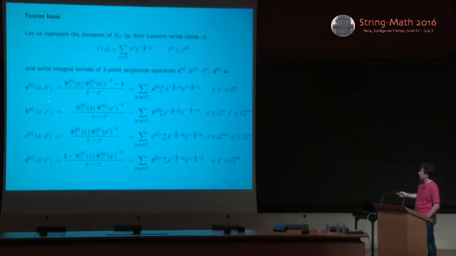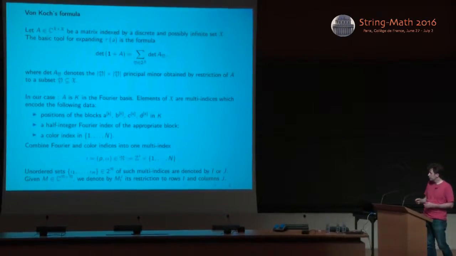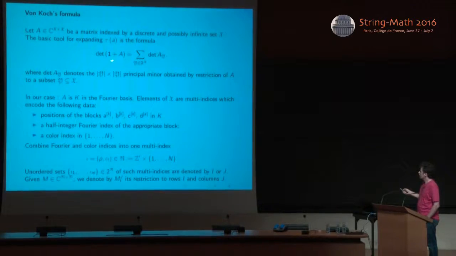You see that these different operators A, B, C, and D will act between functions which can live on the same annulus or on different annuli. The first case corresponds to A and D. The second case, different annuli, corresponds to B and C. And so what are we going to do? We are going to do some very basic thing. We will expand our determinant into a series.